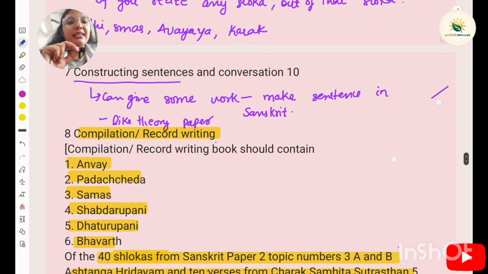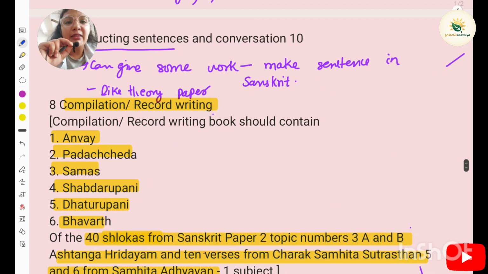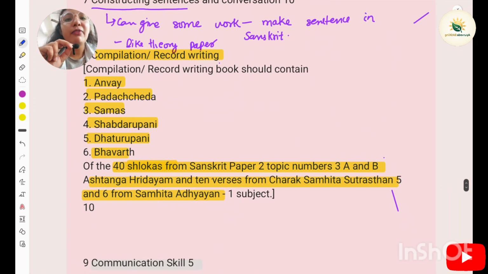Okay, the eight things is that no need to take tension about it. This you have already written or submitted. That is your record. You have already recorded your record, which has all portions like Anvay, Pachhet, Samas, Shabdrupan. All of this is there in the record, and till now everyone must write this record and take sign from the faculties, like the HOD and all.